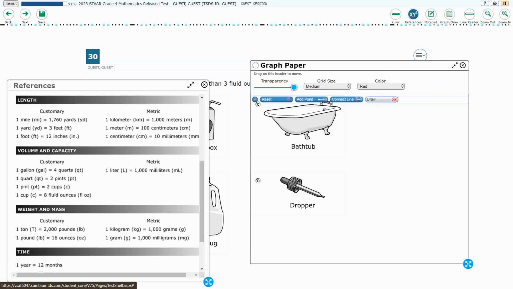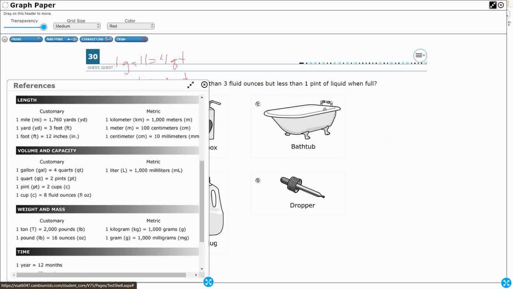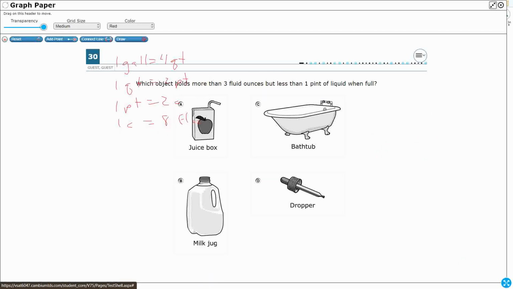We've got 1 gallon equals 4 quart. We know 1 quart equals 2 pint. We know 1 pint equals 2 cups, and then 1 cup equals 8 fluid ounces. So that may or may not be that helpful for us, right? This is where I would start. This is your gallon. That's a gallon of milk. This is probably the most recognizable thing, okay?